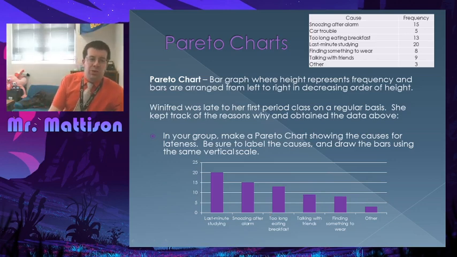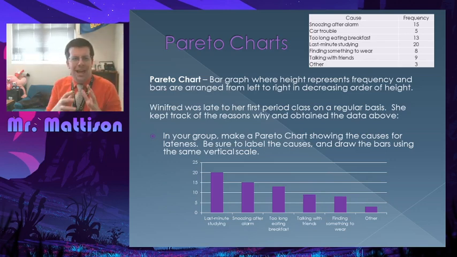The reason we'd want to reorder this is if what we care about is what's happening the most. So for instance, Winifred probably cares most about, hey, what things could I change that are going to have the biggest impact on me being late? So she would say, well, the two top ones are last minute studying and snoozing my alarm. If I can stop those two things, that'll have the biggest effect on why I'm late. Versus if she says, well, if I just focus on picking out what I wear the night prior or something like that, that will have an effect, but not nearly as big of an effect as dealing with these larger ones.